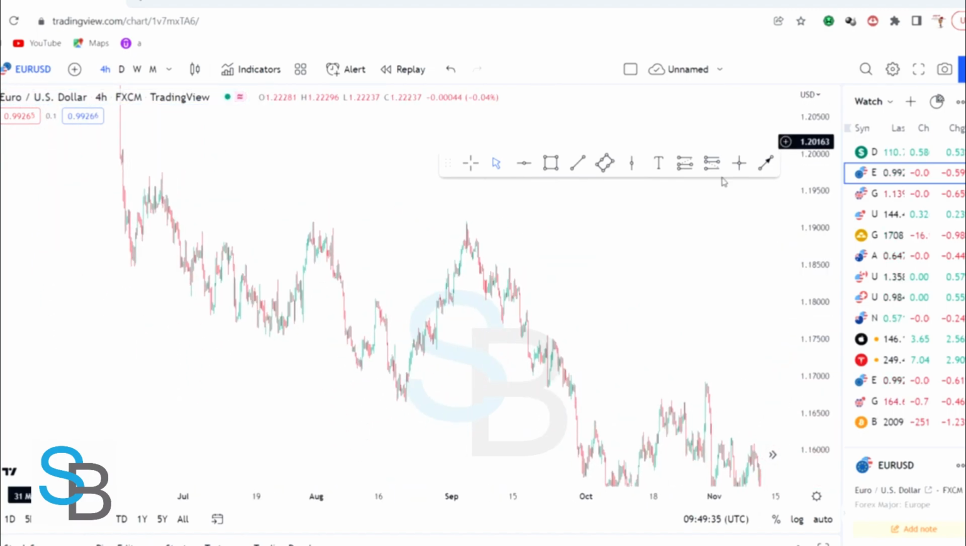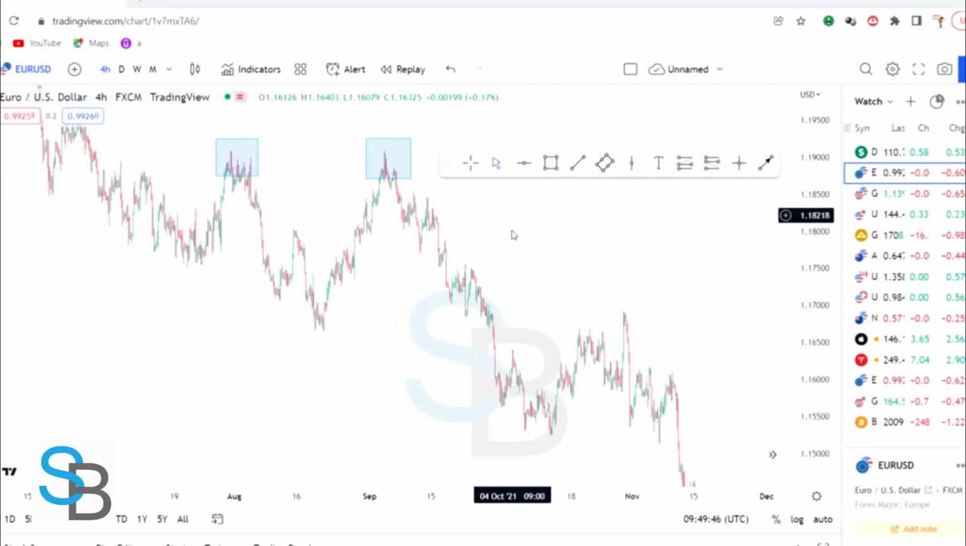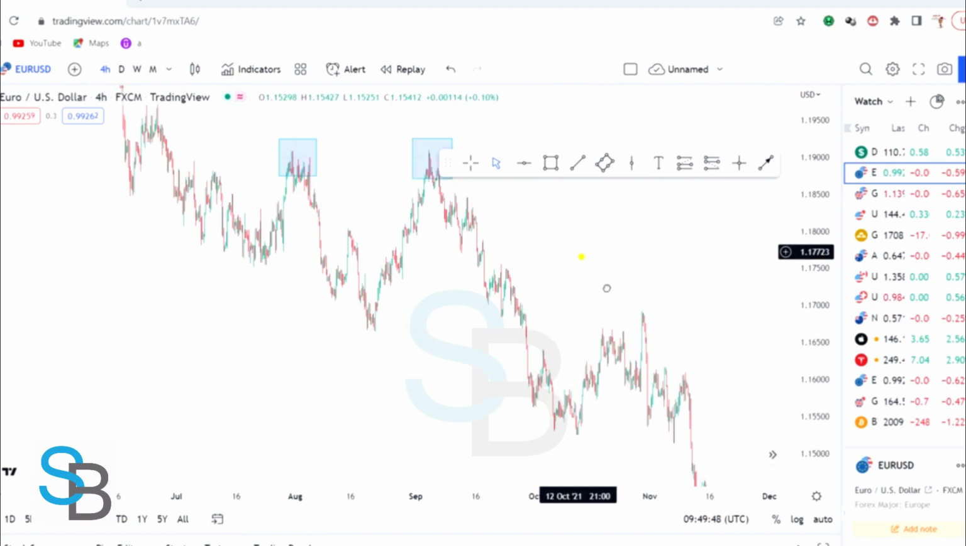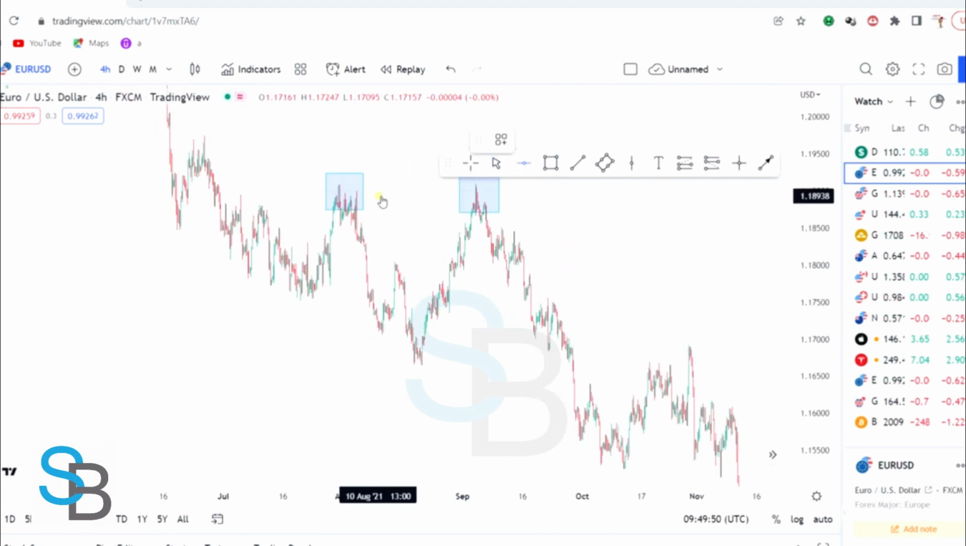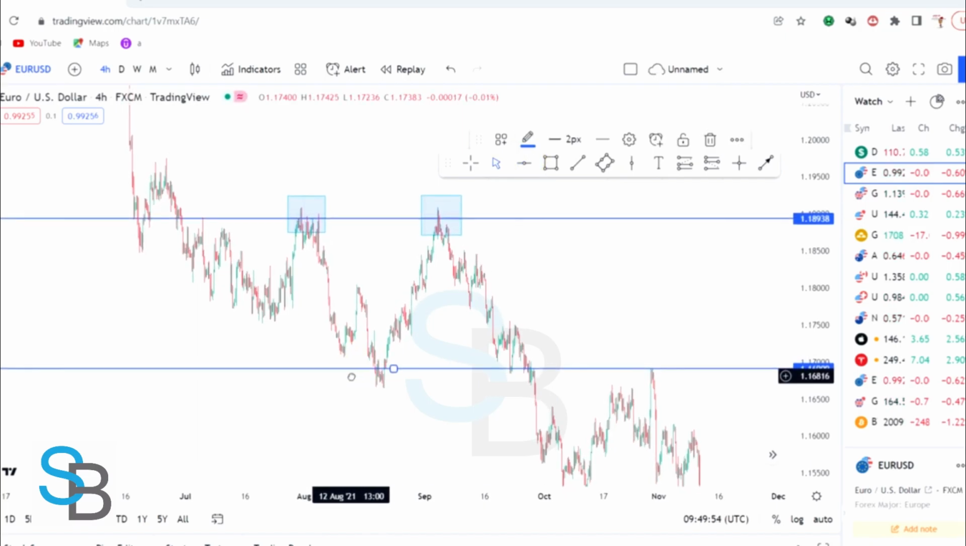I'll just use my tool here. So let me draw out this line. Now this is the first top and this is the second top. When you're doing this in Forex trading, it needs a lot of attention, needs a lot of observation.